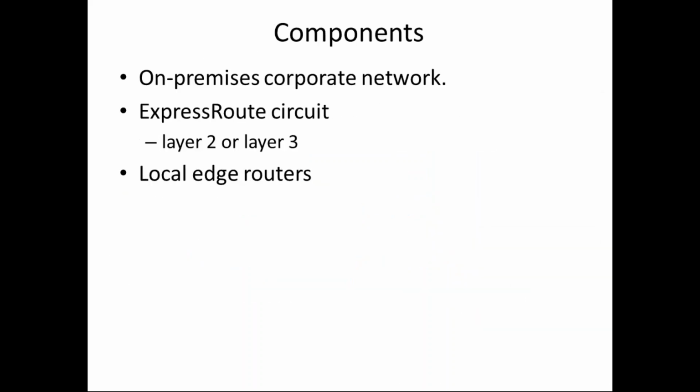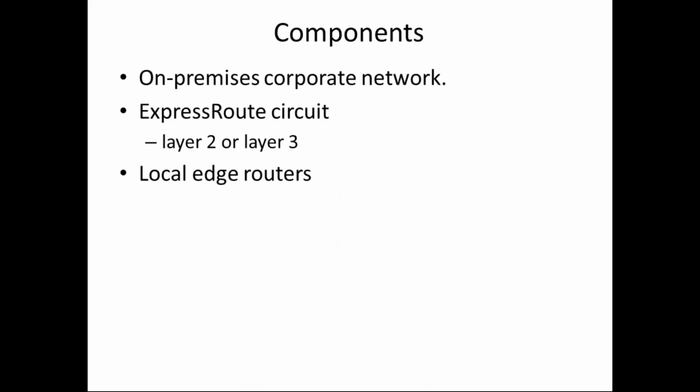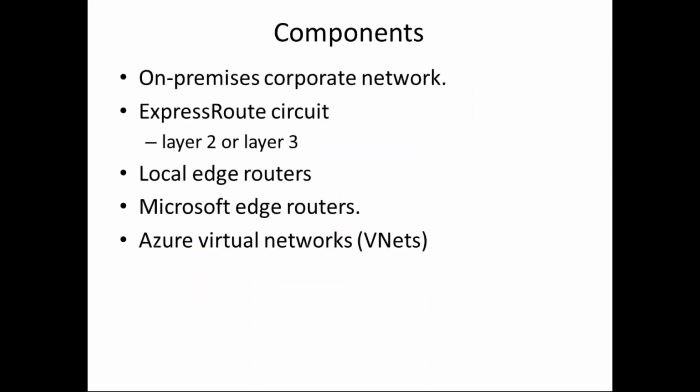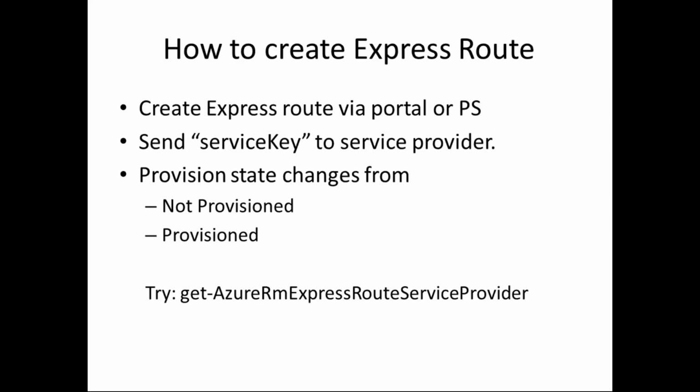I'll take a step back here. We were here. So what are the components that are required for Express Route setup? You need local edge routers, Express Route circuits, Microsoft edge routers, which are already there with Microsoft, and with your ISPs, you need Azure VNets. How do you create an Express Route? Go to the portal, search for Express Route, create one Express Route, and then you will have the option to select the bandwidth that you are looking for. We'll take a look at them in some time.